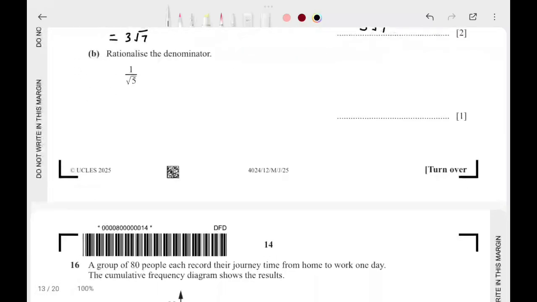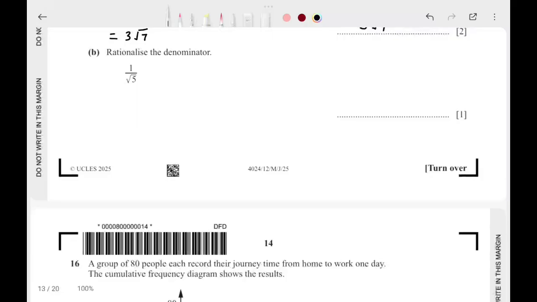Next part, rationalize the denominator. So we have to multiply with under root 5 on the top and the bottom. So it would be under root 5 divided by the square of under root 5. So the answer would be root 5 by 5.